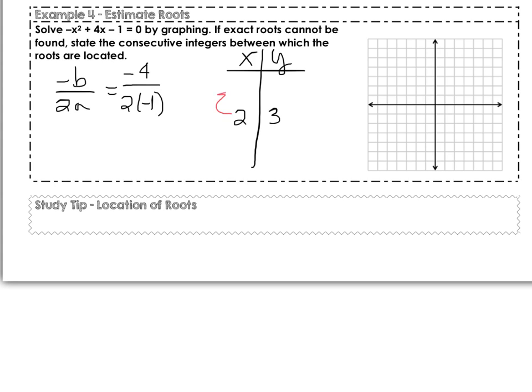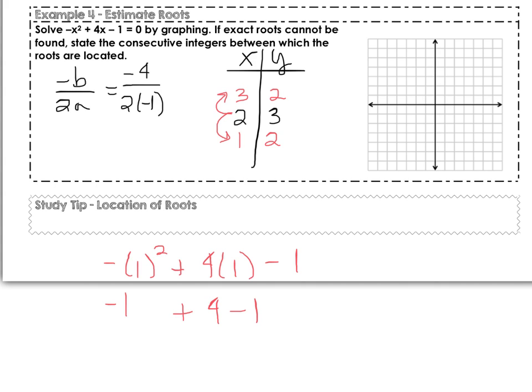Now I'm going to go equidistant away from my axis of symmetry, so I'm going to plug in x is 3 and x is 1. Notice they are both the same distance away from our axis of symmetry. Once again, I'm now going to just simply plug it in. I'll actually show my work for this one. So 1 squared is 1, and then we get negative 1 plus 4 minus 1. That's going to get us a y value of 2.